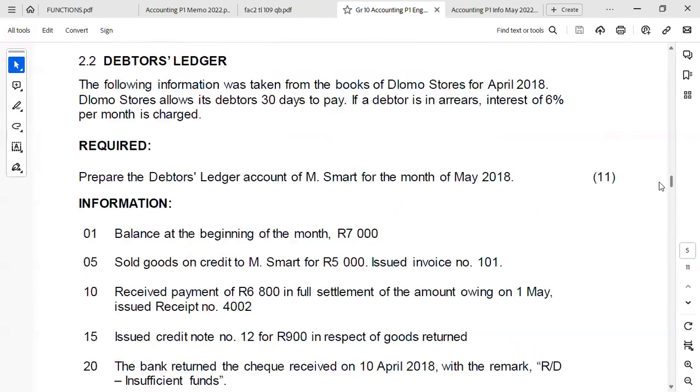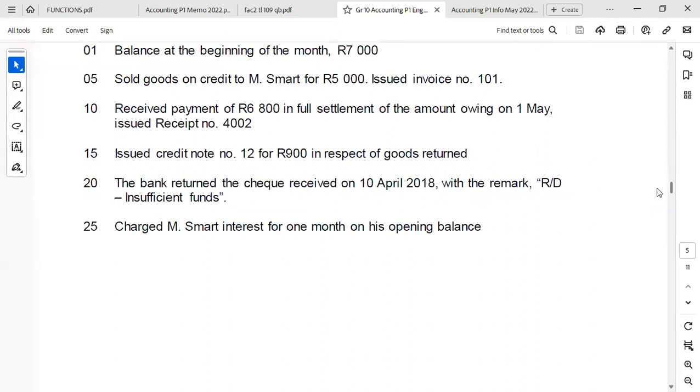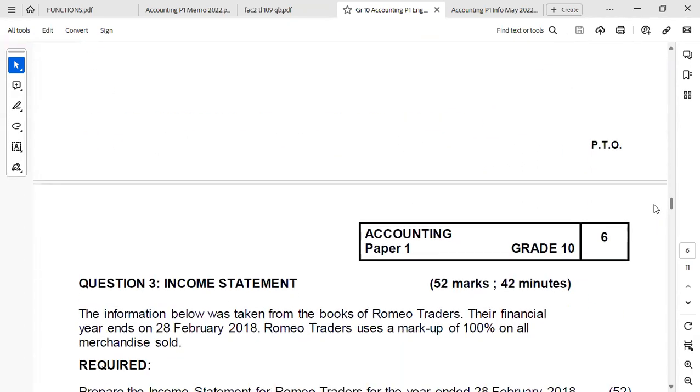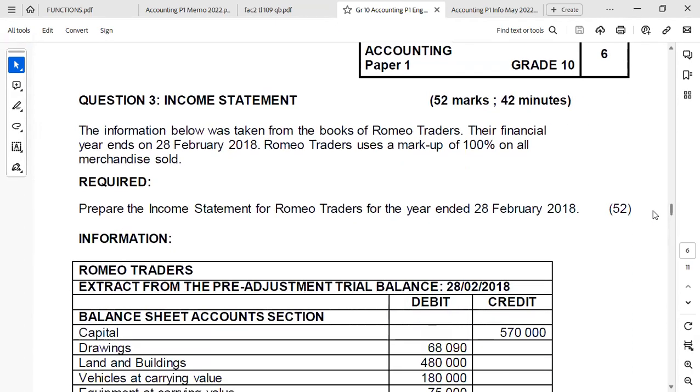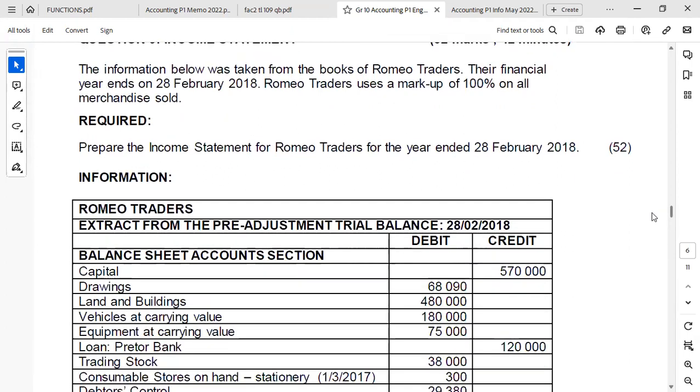Well, if you're in grade 9, we have done this, but we did it as an accounting equation, and we'll do it in the debtors journal and the debtors allowances and CRJ and so on. Look at this here. They said here, Romeo Traders uses a markup of 100% on all merchandise sold. And we're supposed to specify that it's 100% on cost of sales.